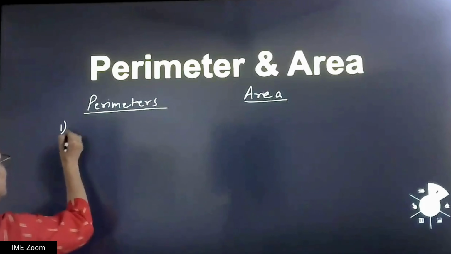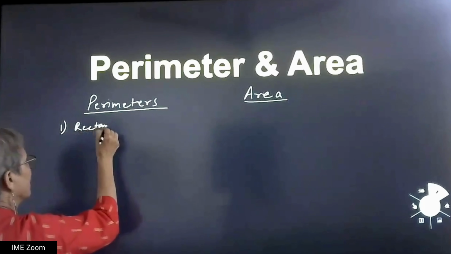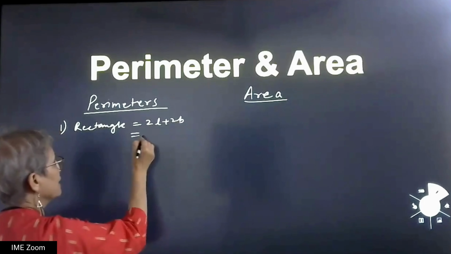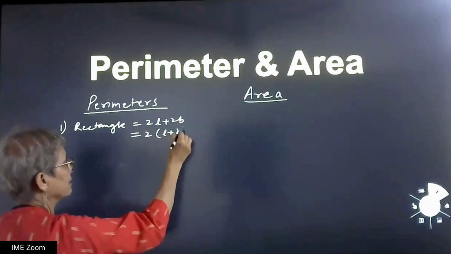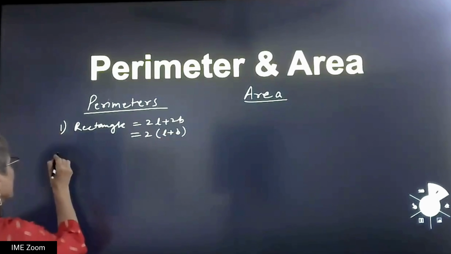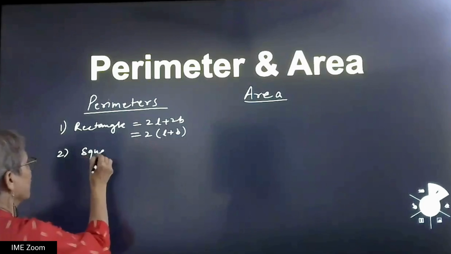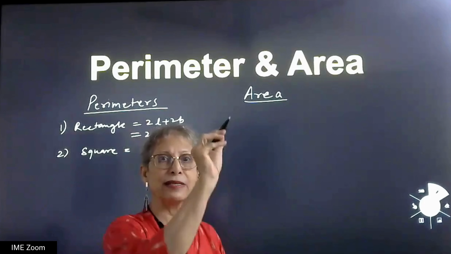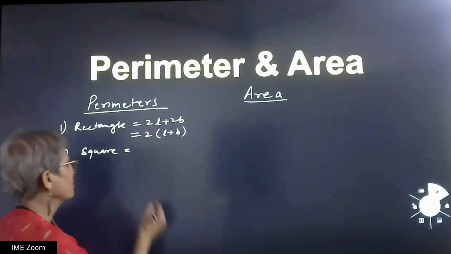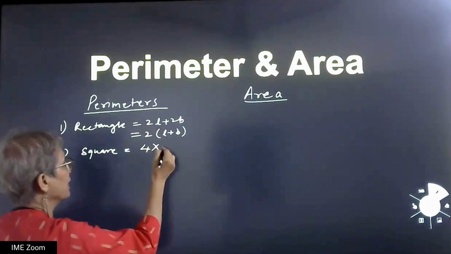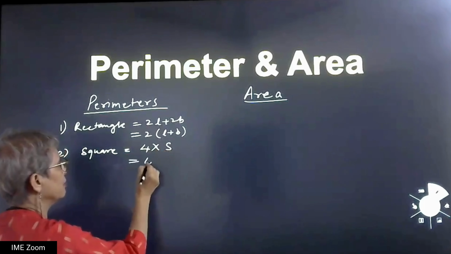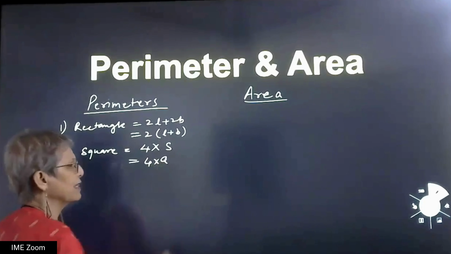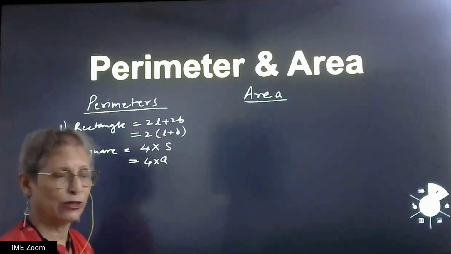Perimeter of, let us take first, rectangle. We have done this just now also. We have discussed it is 2 length plus 2 breadth, or you can say 2 into bracket L plus B. Then square. We know square has all 4 sides equal. That is side plus side plus side plus side, which is nothing but 4 into side. So perimeter of square is 4 into side, or 4 into length of side. Sometimes they write A also, so A is the length of side.